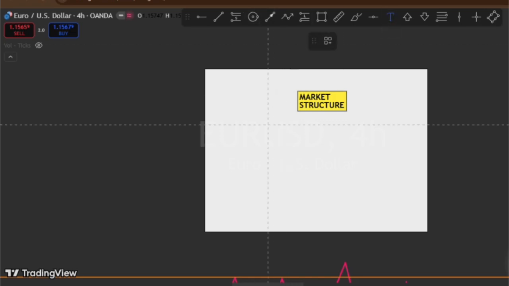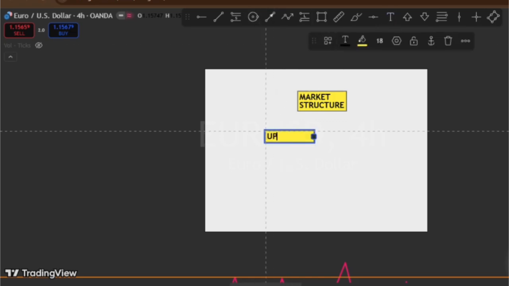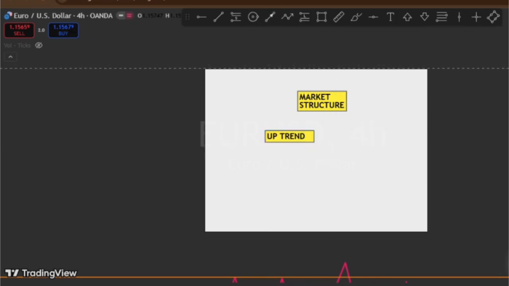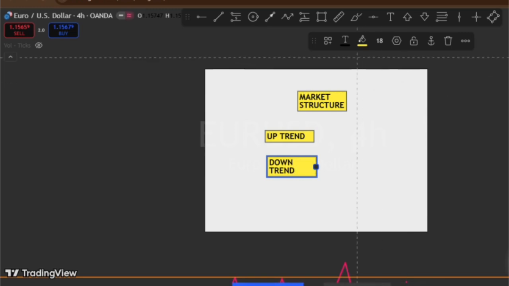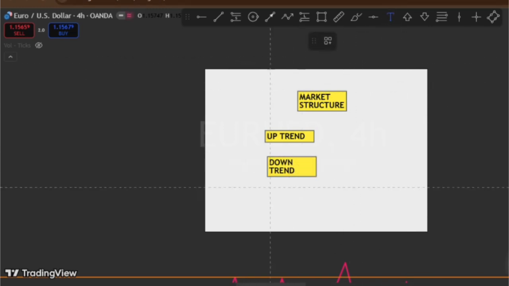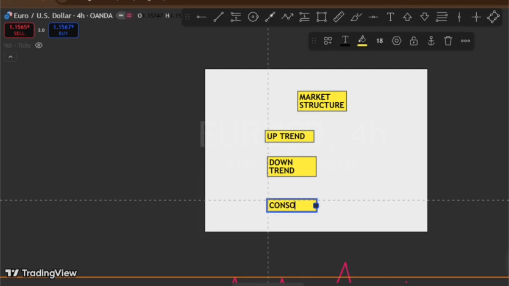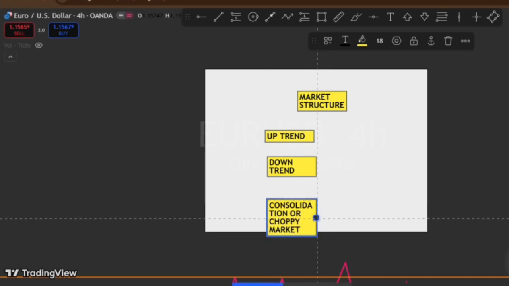We have covered an uptrend. So how could we identify an uptrend? We have covered an uptrend market. Then we have covered a downtrend market. Then we have covered what? Then we have covered a consolidation market, or we can say a choppy market. It has no direction. So we have covered all that.